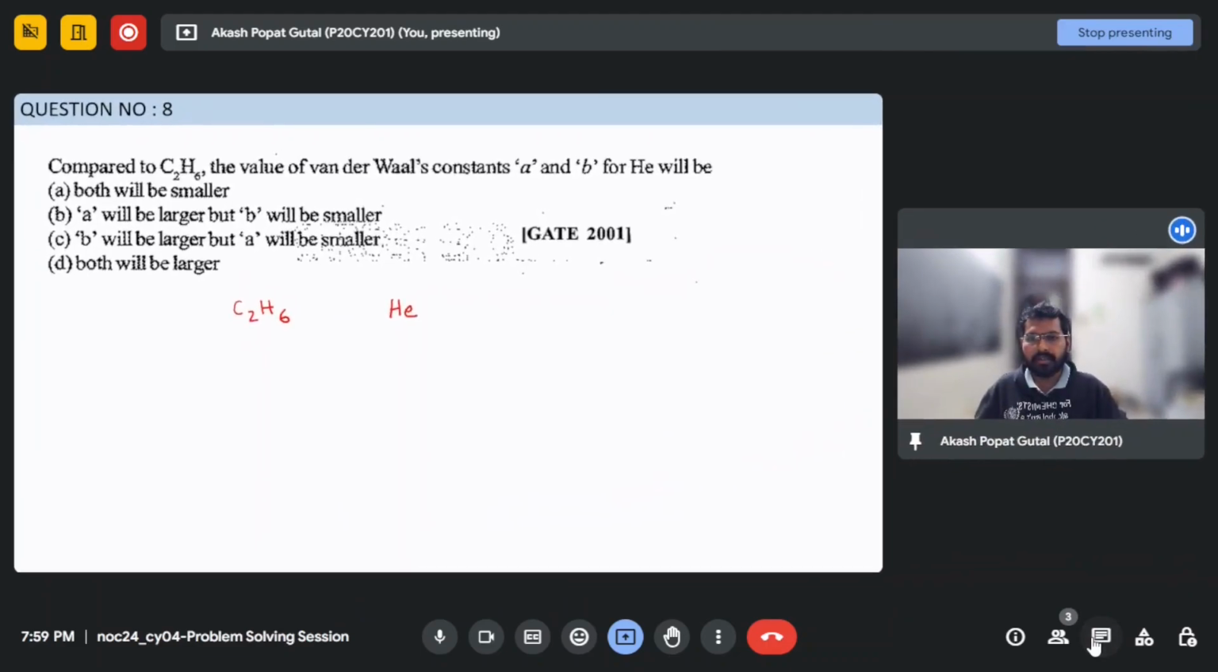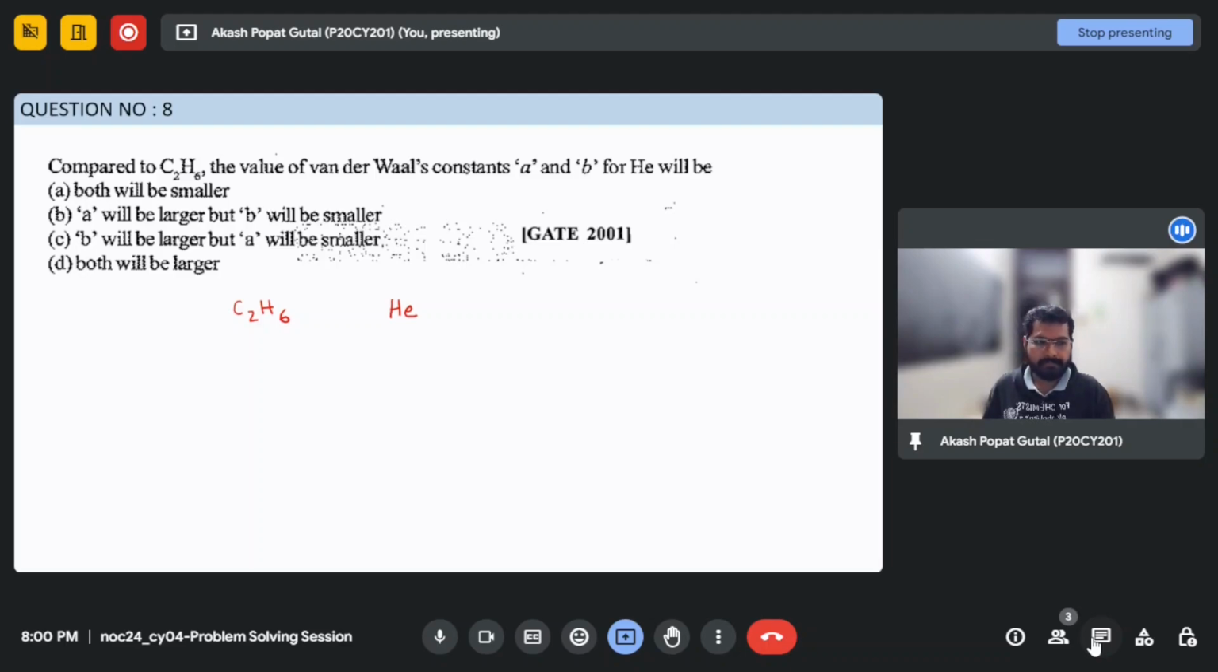A actually depends upon the interaction between the molecules, which affects the pressure, and B is nothing but the effective volume of your given gas. So as we can see here, the effective volume of C2H6 will be really higher than helium. So that B value should be smaller for helium.